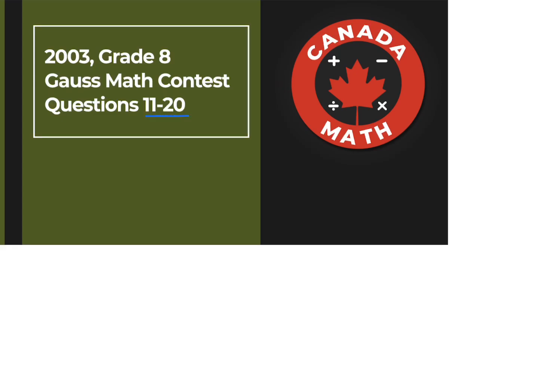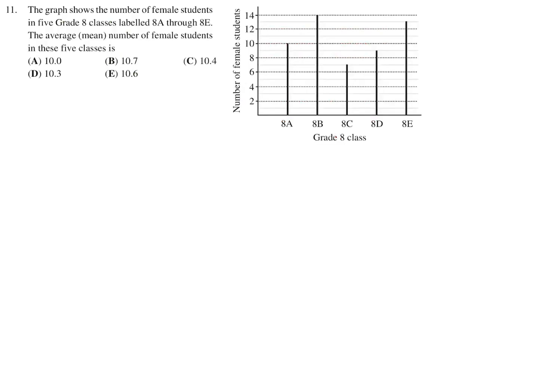Questions 11 through 20 on the 2003 Grade 8 Gauss Math Contest. The graph shows the number of female students in 5 Grade 8 classes labeled 8A through 8E. The average number of female students in these 5 classes is.